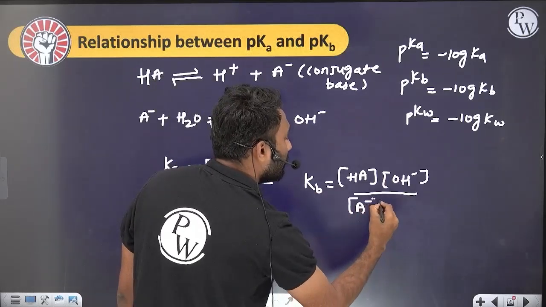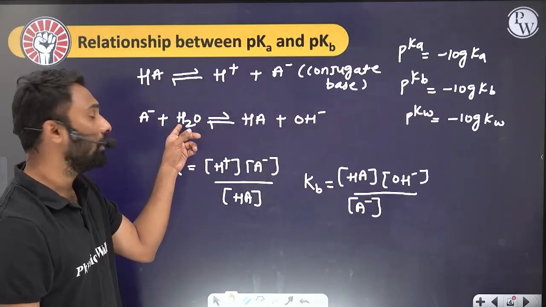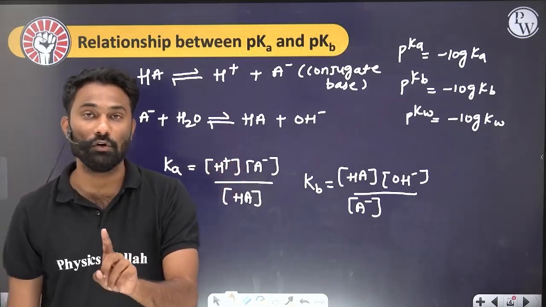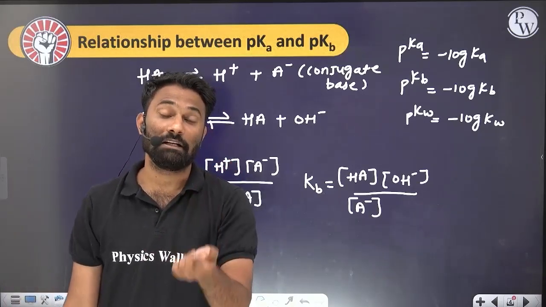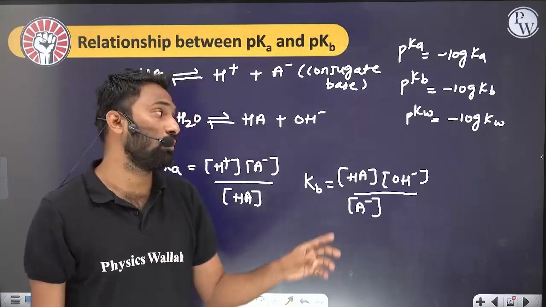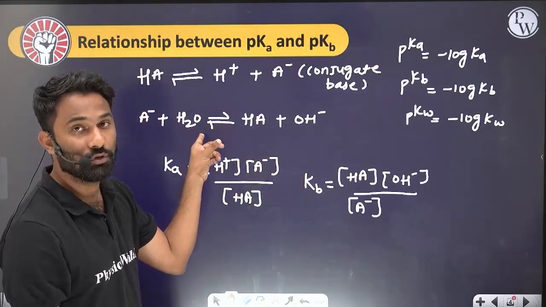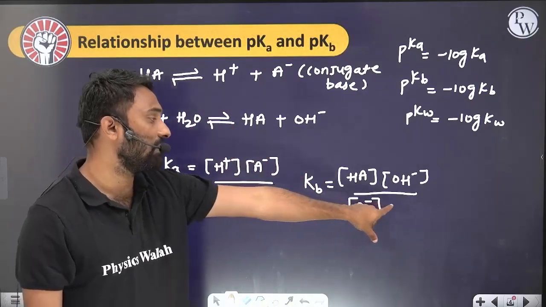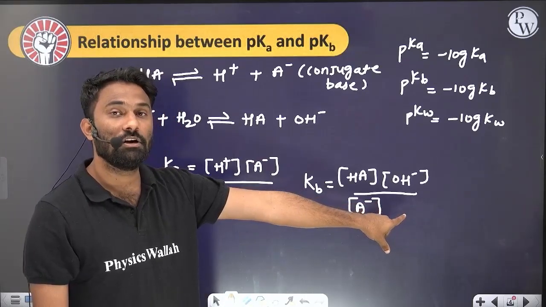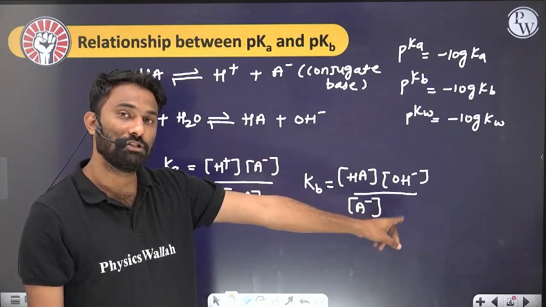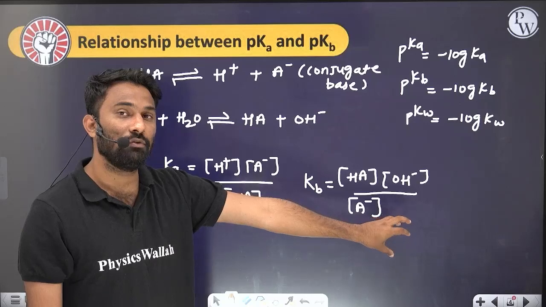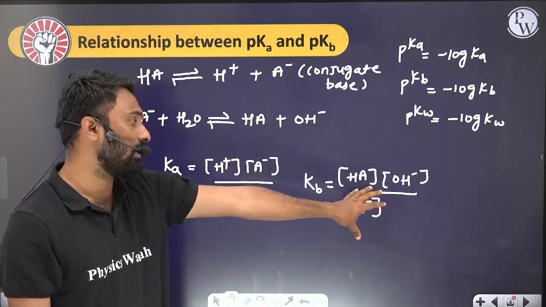divided by concentration of A minus. Now, the activity coefficient for pure solids and pure liquids is taken as 1. Now H2O is a pure liquid, that is why we are not taking the concentration of H2O. If you take the concentration of H2O, the activity coefficient becomes 1, that is why I am not taking it.